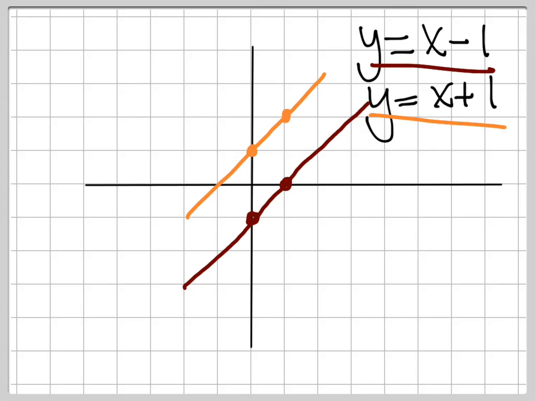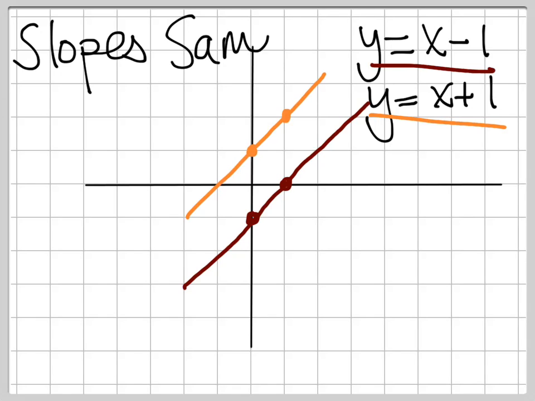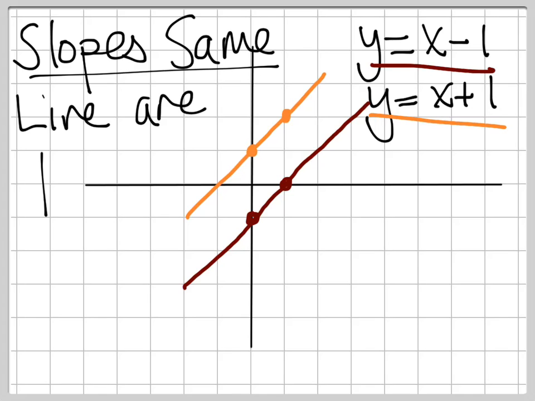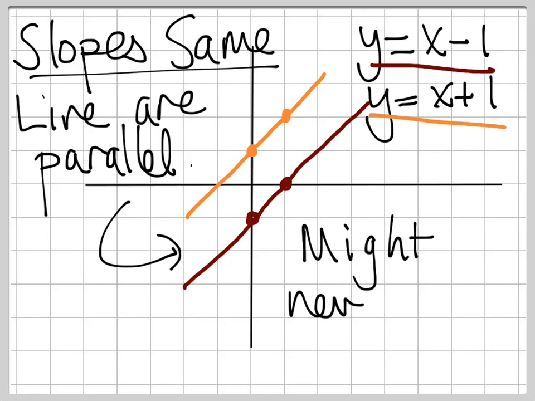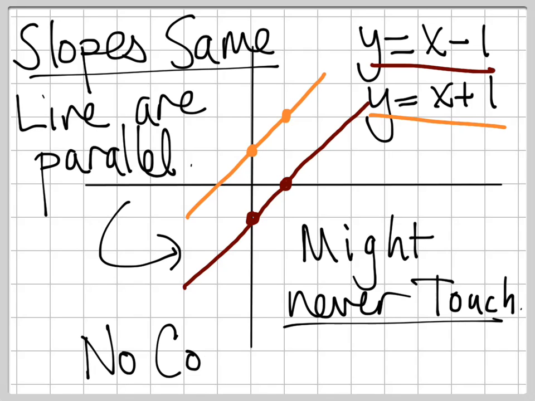So plot 2 points and connect them. We remember, since the slopes are the same, that means the lines are parallel. And what we see is one of the two possibilities for when lines are parallel. In this case, we have that the lines never touch. So when lines are parallel, they might never touch. If they never touch, there's no common solution.